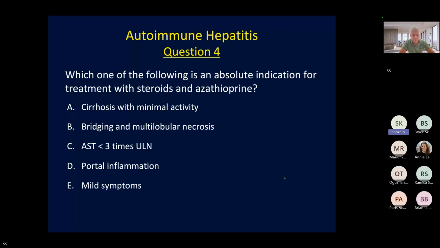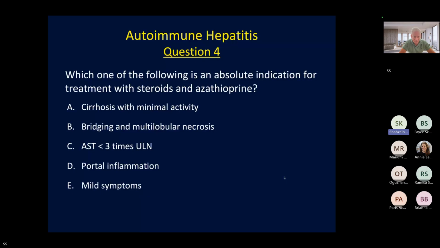Oh, I can read it again. Which one of the following is an absolute indication for treatment with steroids and azathioprine? A, cirrhosis with minimal activity. B, bridging and multilobular necrosis. C, ALT less than 3 times the upper limit of normal. D, portal inflammation. And E, mild symptoms.